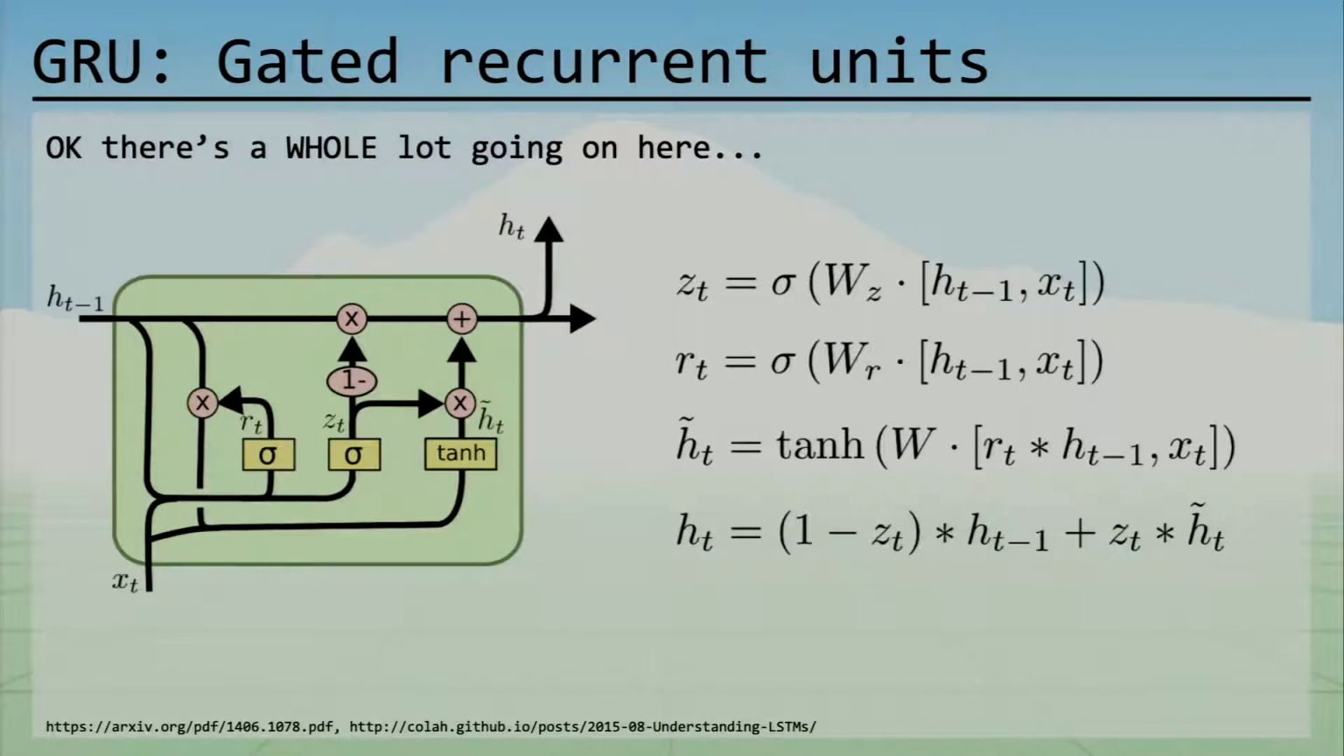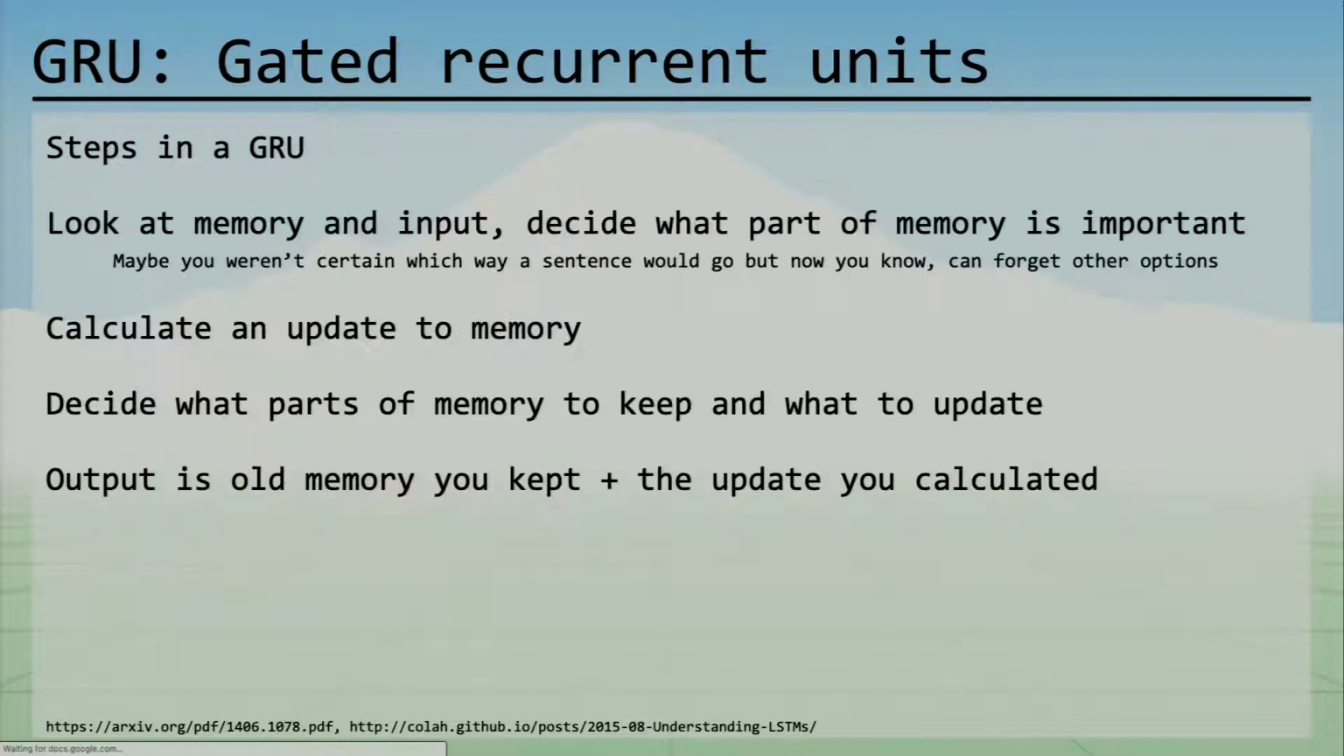So there's a lot going on. GRUs are a lot more complex than our basic vanilla RNNs, so we'll break down all of these pieces. The idea is that there are a few steps that happen inside of our GRU. The first thing we're going to do is look at our previous memory and our input and decide what parts of that memory are important.